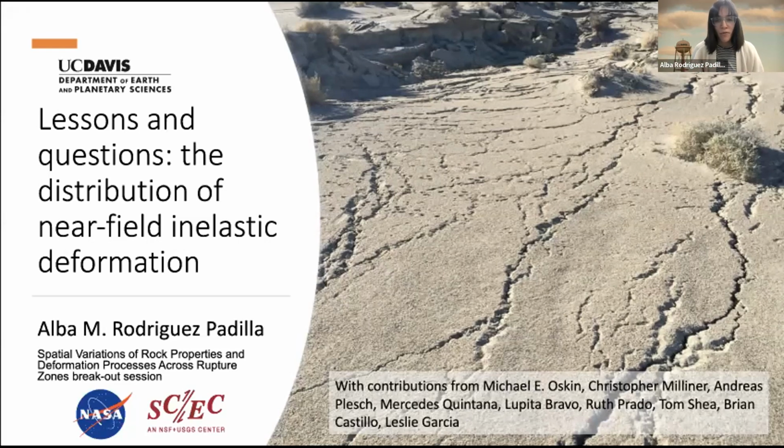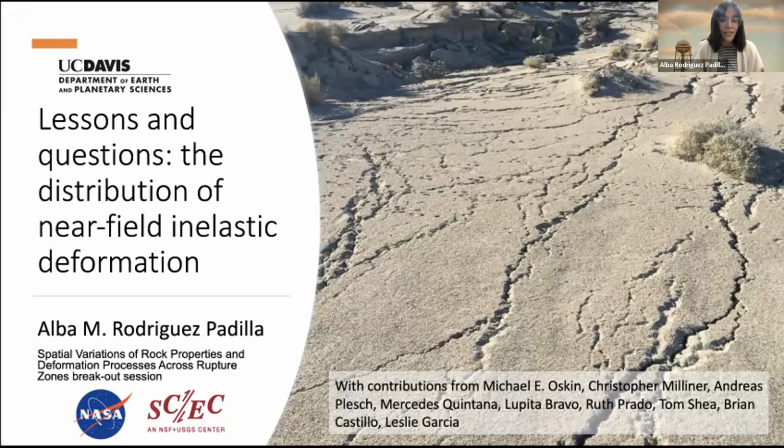Today I'm going to be reviewing some work, mostly mine, but I've also sprinkled in some cool work from others, mostly done in collaboration with my PhD advisor, Mike Oskin, to understand what the distribution of inelastic deformation in the near field of faults looks like during earthquakes. Just to clarify straight away, when I say inelastic, I mean a point at which a material has yielded. This yielding can be achieved by many different mechanisms: fracture, but also folding, rotations, granular flow. Anything that exceeds the strength of the material may cause it to yield.